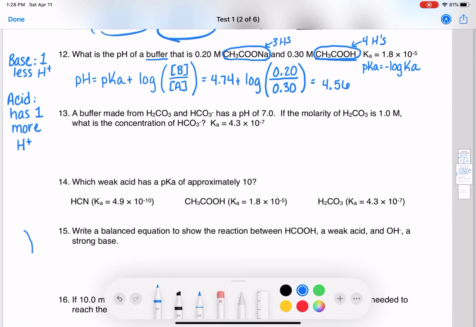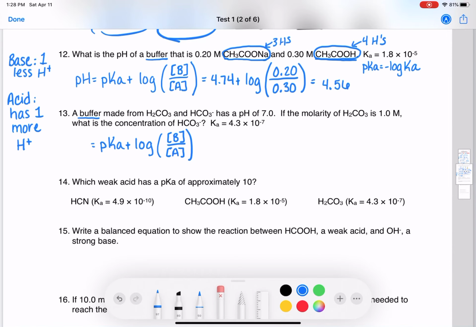Here's a really similar problem. A buffer is made from H2CO3 and HCO3 minus, and it has a pH of 7. It gives us the molarity of the H2CO3. What's the concentration of the other part of this solution? Again, anytime you see buffer, you always want to ask, how can Henderson-Hasselbalch help me solve this problem easily and avoid having to use an ice table? So let's figure out which parts of this equation we know. We know that we have a pH of 7.